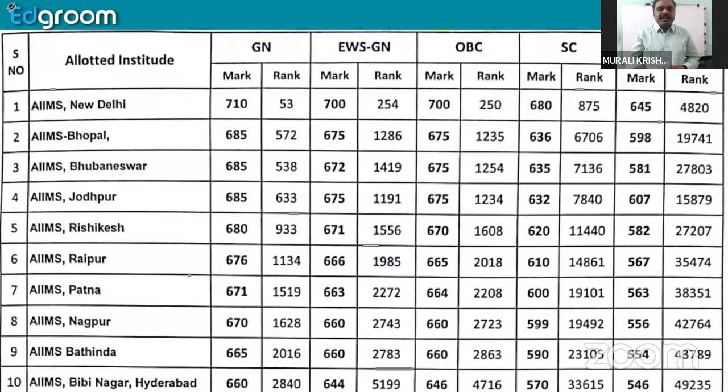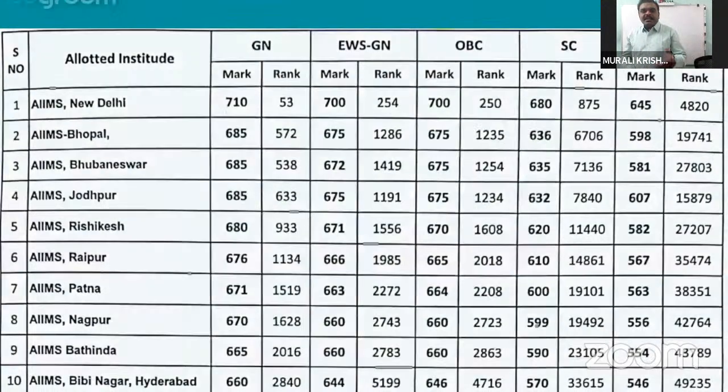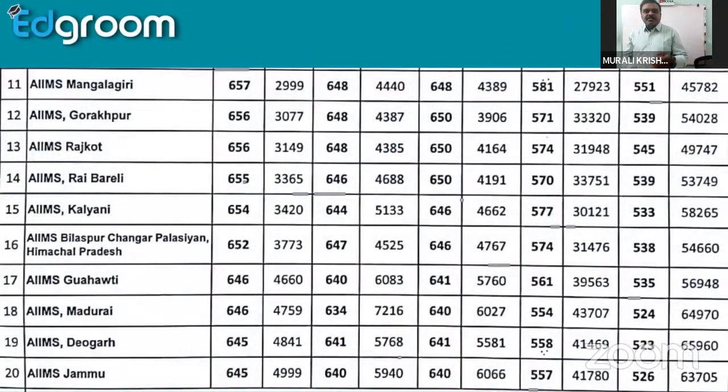Moreover, in nearby Hyderabad, Bibinagar AIIMS, 660 marks is the end point, meaning a person with 659 marks did not get a seat in the open category for AIIMS. In the case of Mangalagiri in Andhra Pradesh, you can also find that 657 is the last mark for getting a seat in Mangalagiri AIIMS. Like that, you can see the highest competition you are going to observe.